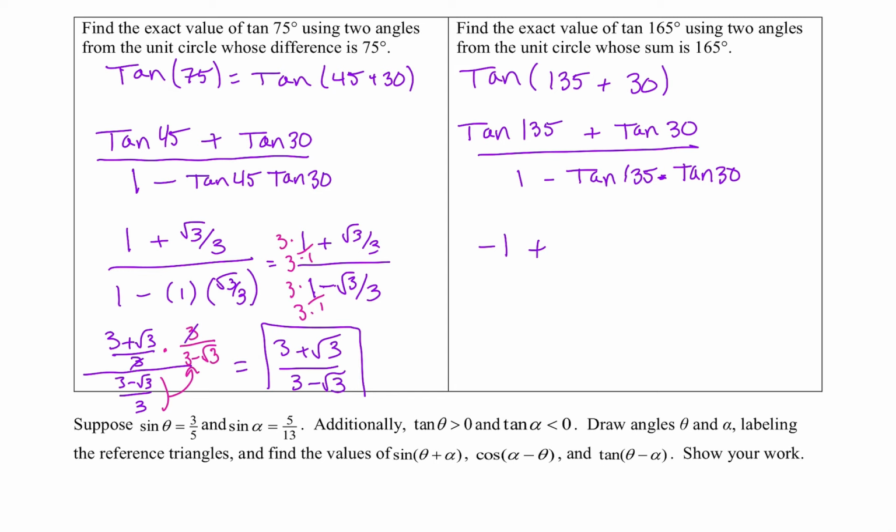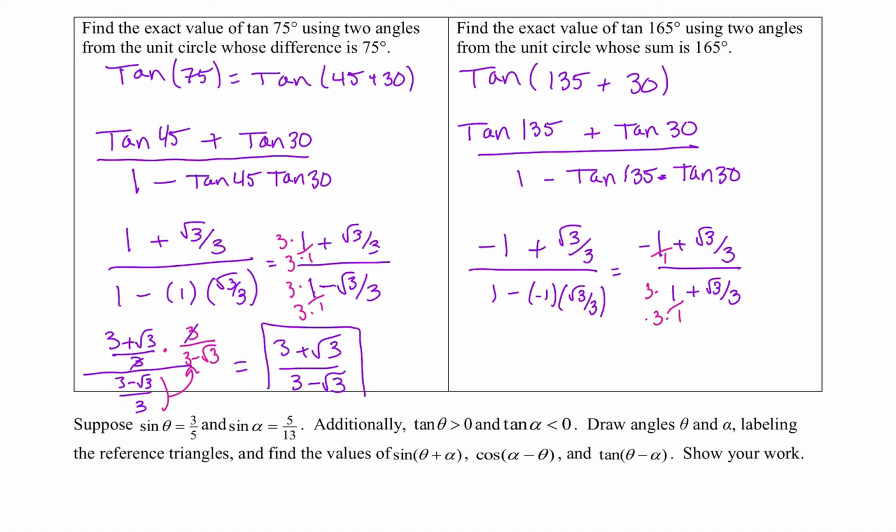The tangent of 30 is just like that last one. When we rationalize it, you get 1 over the square root of 3, but rationalizing you get square root of 3 over 3. And in that denominator, we have 1 minus tangent of 135, which is still negative 1, and tangent of 30, which is square root of 3 over 3. So for the top, we get negative 1 plus the square root of 3 over 3. And on the bottom, we have positive 1 plus the square root of 3 over 3.